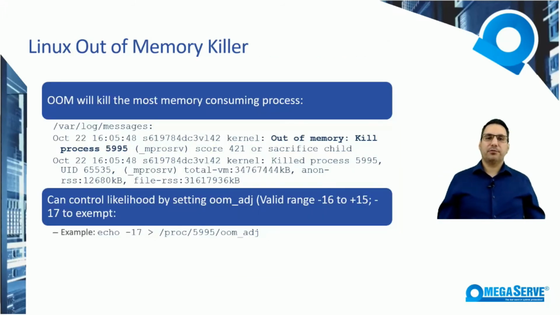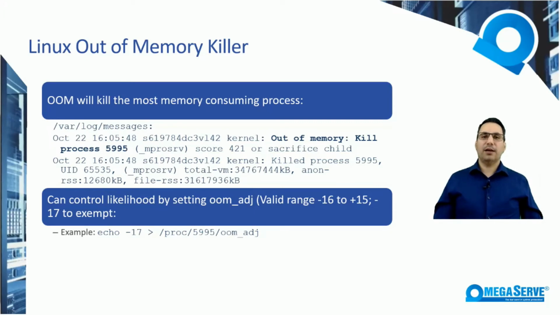Another interesting Linux feature is a self-preservation process called the out-of-memory killer. So what this does, basically, if you're in a situation where you're consuming too much memory, it's going to look for the process that's consuming the most memory and kill it. And typically, this is your Progress database server, your _mproserve process. And then it'll just magically disappear.